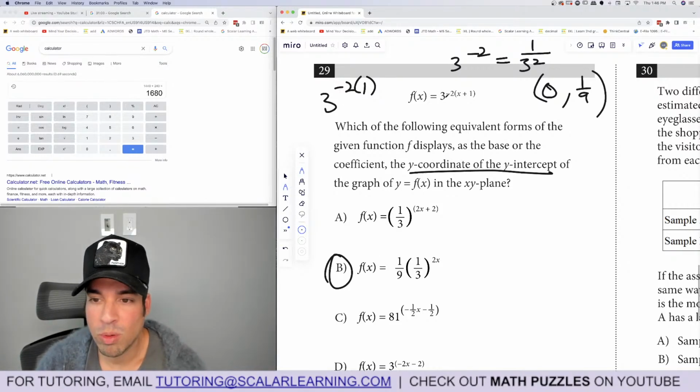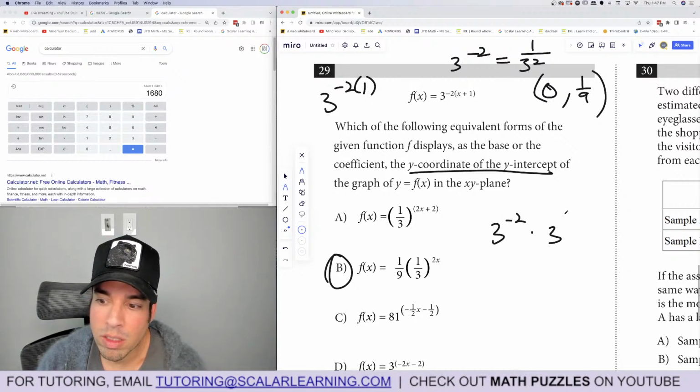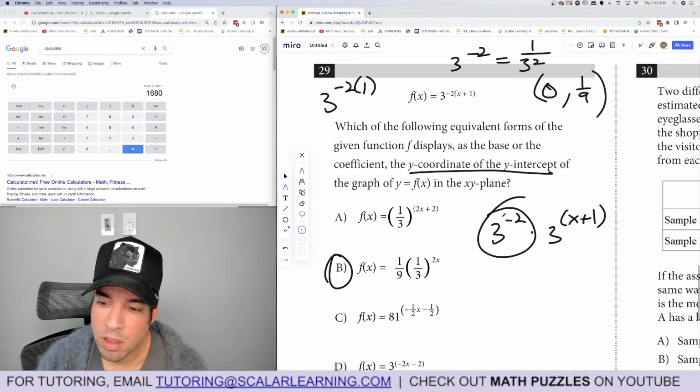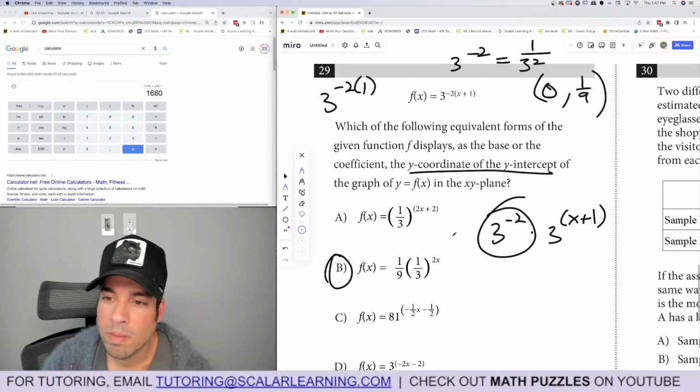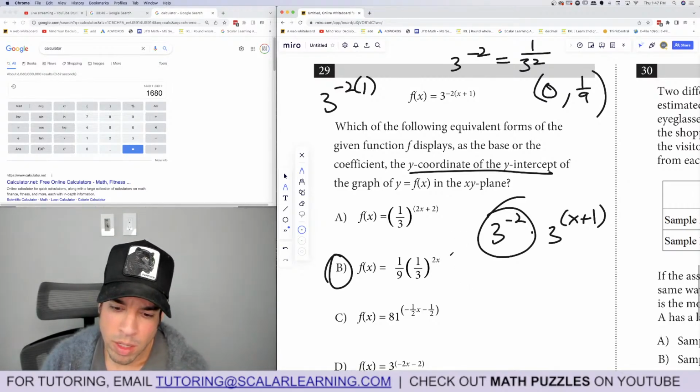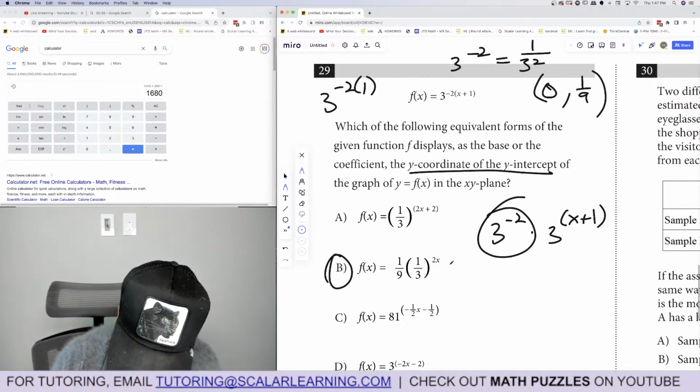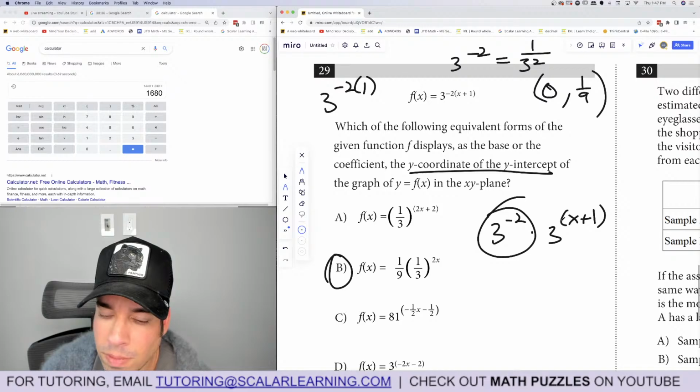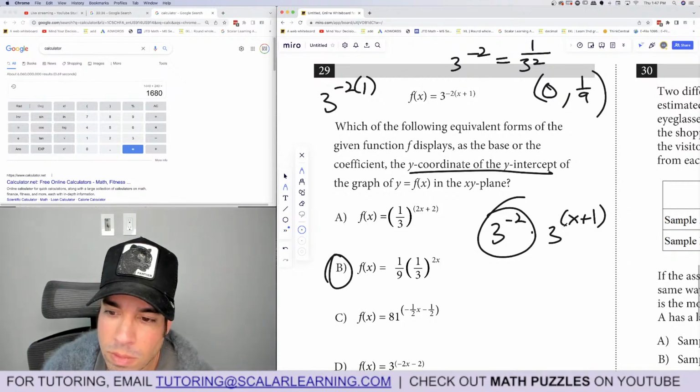Pretty much that simple. The other way to think about this is you can rewrite this as 3 to the negative 2 times 3 to the x plus 1. And then this is the 1/9 that comes out front. So we know it's... Wait a minute. Something's funny here. It should be, oh, what am I doing? No, what am I doing? I totally did that wrong.